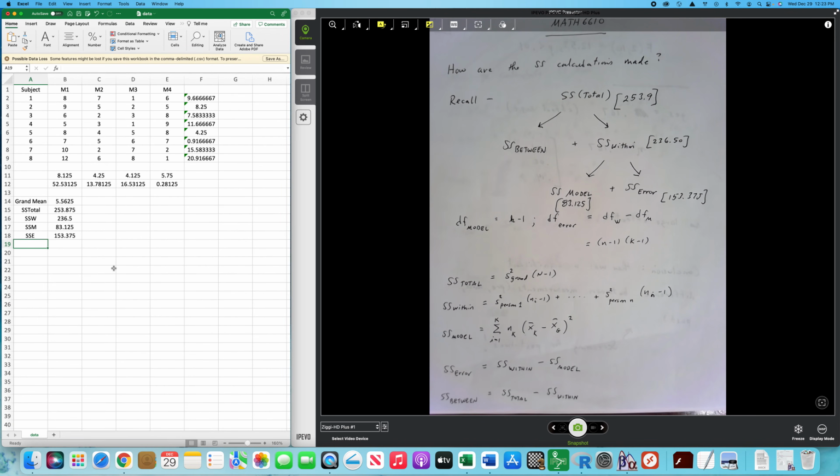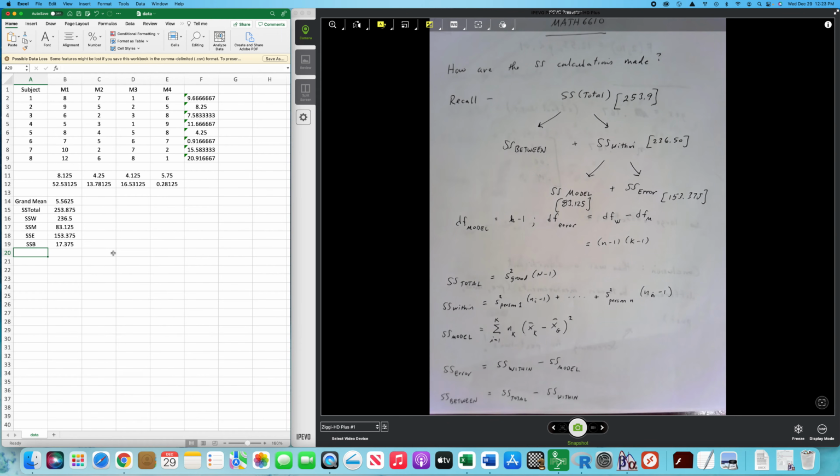The only other variance or sum of squares that we need to take a look at would be the sum of squares between. Well, that's going to be very easy. It's just going to be the sum of squares total minus the sum of squares within.